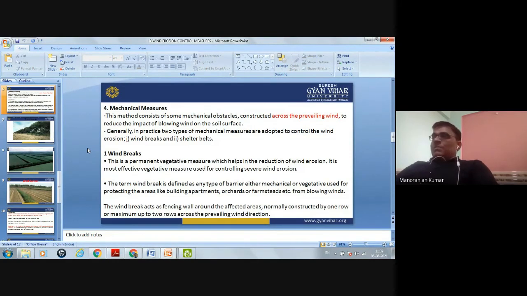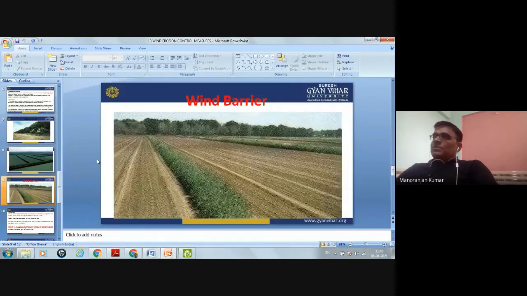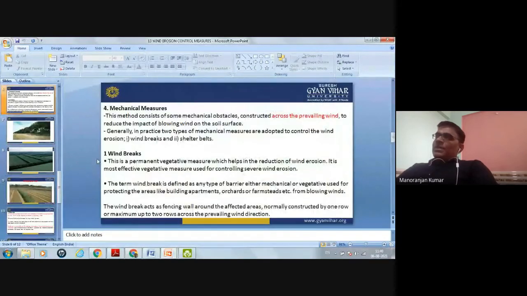This method consists of some mechanical obstacle constructed across the prevailing wind to reduce the impact of blowing wind on the soil surface. Generally in practice, two types of mechanical measures are adopted to control the wind erosion. First one is wind break, and second one is shelter belt. So first is a wind break. Here you can see these are the wind breaks, wind barriers.